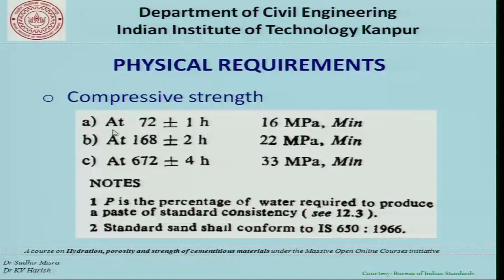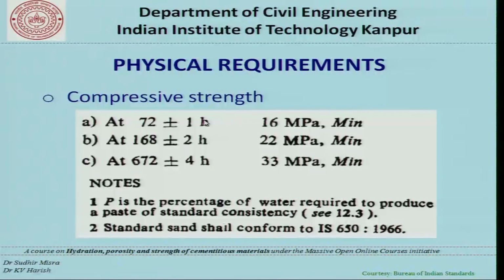And what is shown is at 72 hours plus or minus 1 hour, the mixture should give 16 MPa at a minimum, and likewise at about 168 plus or minus 2 hours. Remember, these are expressed in hours. Okay, so at 168 plus or minus 2 hours, you have to get at least 22 MPa. Likewise, at 672 plus or minus 4 hours, it should give at least 33 MPa.